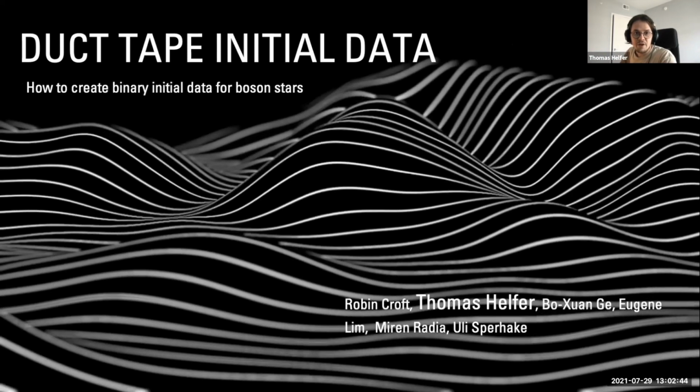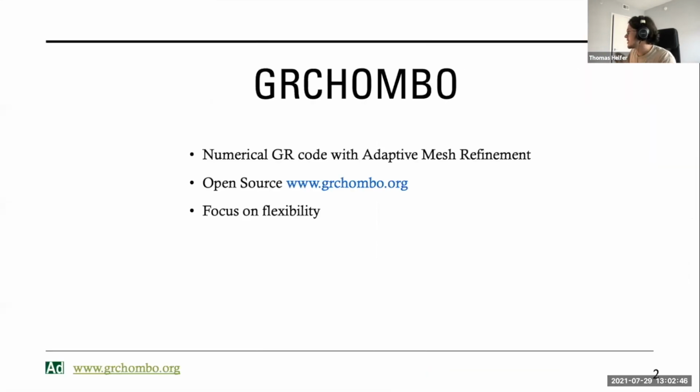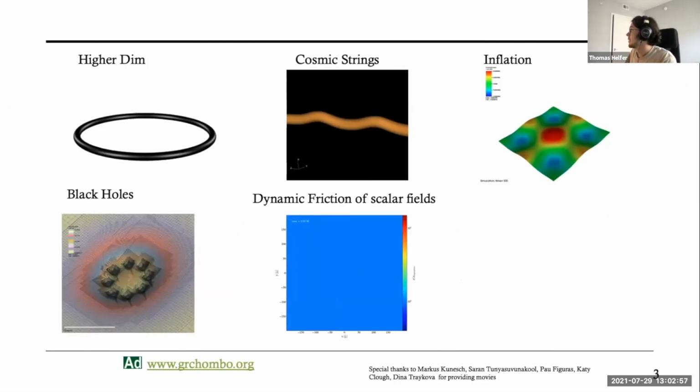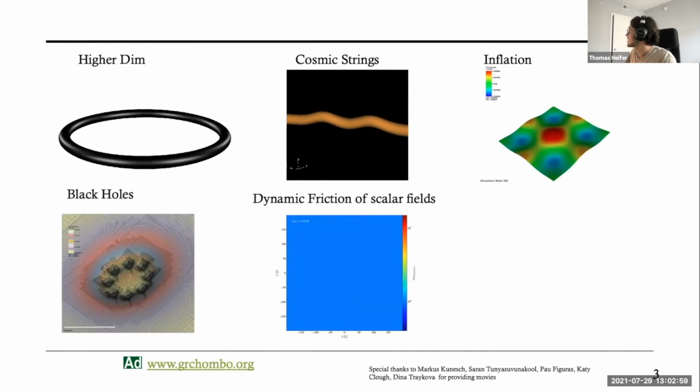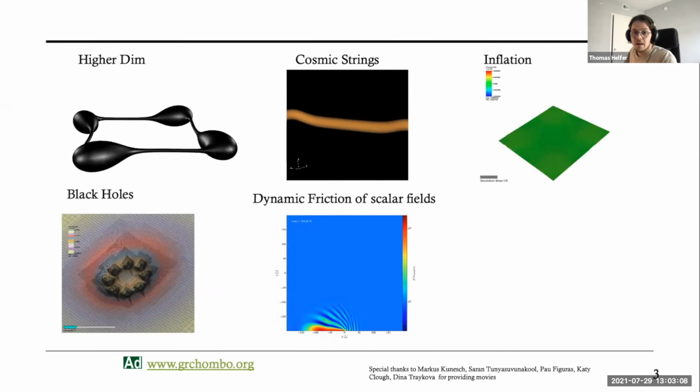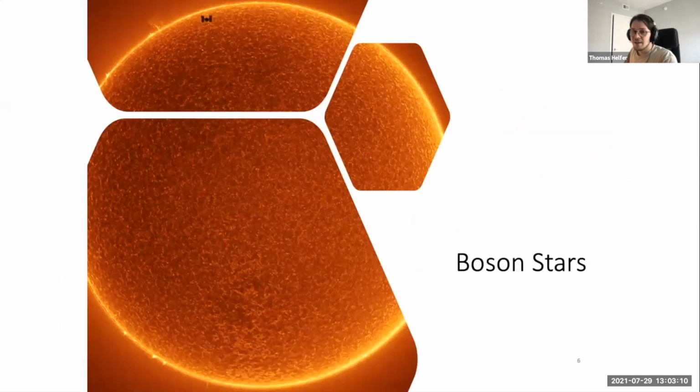Just to say very fast, I'm working with GRChombo. This is a numerical GR code with adaptive mesh refinement. It's fully open source, and it's very flexible. We did fairly exotic things, like high dimensional black holes, cosmic strings, inflation. We also did black holes, of course, and recently we studied dynamical friction of scalar fields. What I'm talking about now is boson stars.